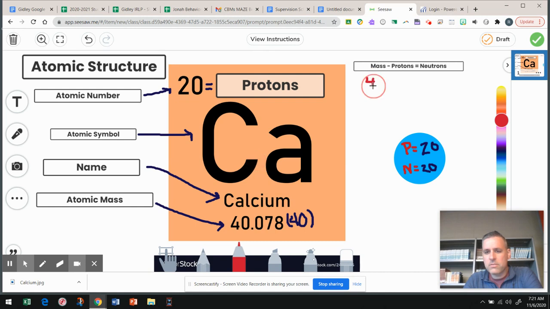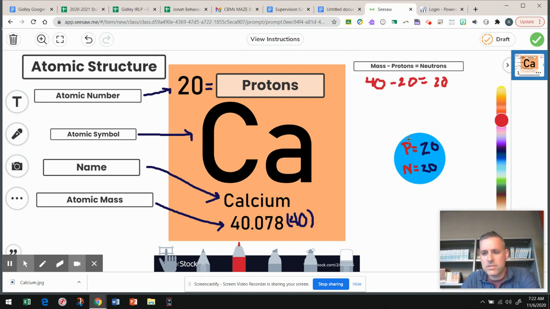40 minus the number of protons, which is 20. Okay, and that equals 20 neutrons. So that's how we know that goes into our atom in our nucleus. Remember, the center of an atom is the nucleus. So now what we need to do is actually build the outer rings around our nucleus.